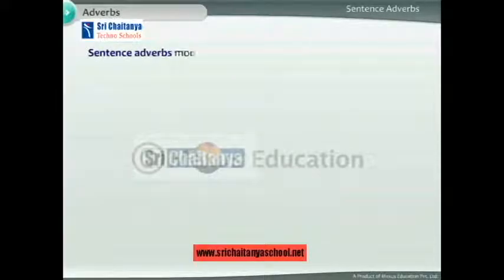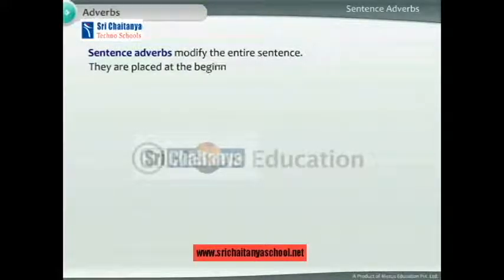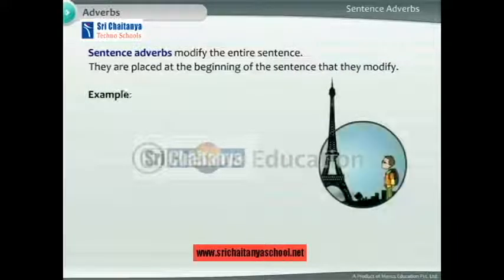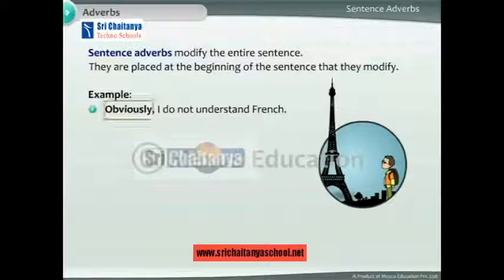Some adverbs modify entire sentences. These are known as sentence adverbs. Sentence adverbs are placed at the beginning of the sentence that they modify. Take a look at this example. The adverb obviously is modifying the entire sentence. So, obviously is a sentence adverb.